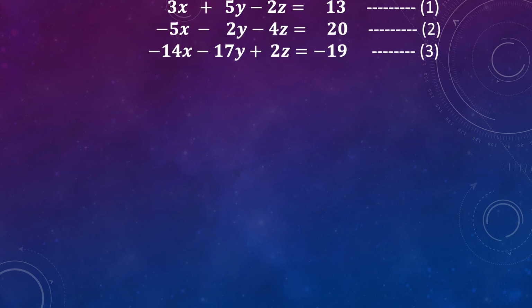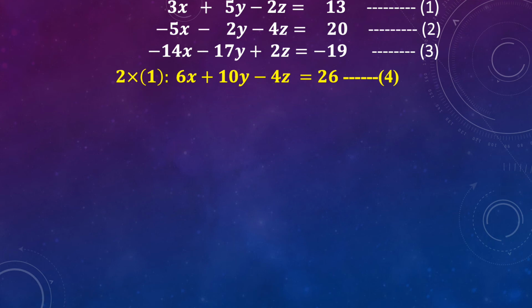Alright, so now we're going to solve example C. So I'm going to eliminate the z variable from equations 1 and 2. Later on we'll eliminate the z variable from 1 and 3. So to eliminate the z variable from 1 and 2, that means equation 1 I have to multiply by 2. So I will get 6x plus 10y minus 4z equals 26. So now I drag equation 2 down like this.